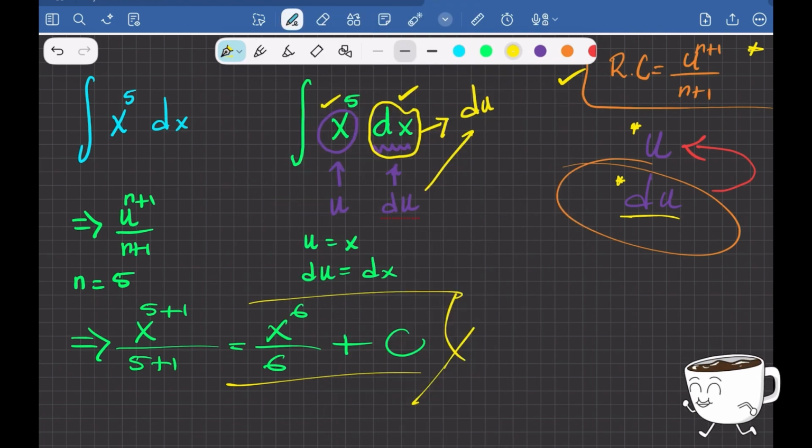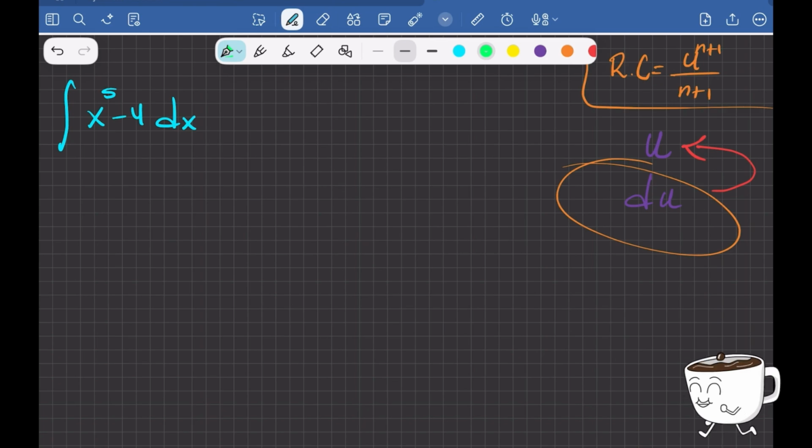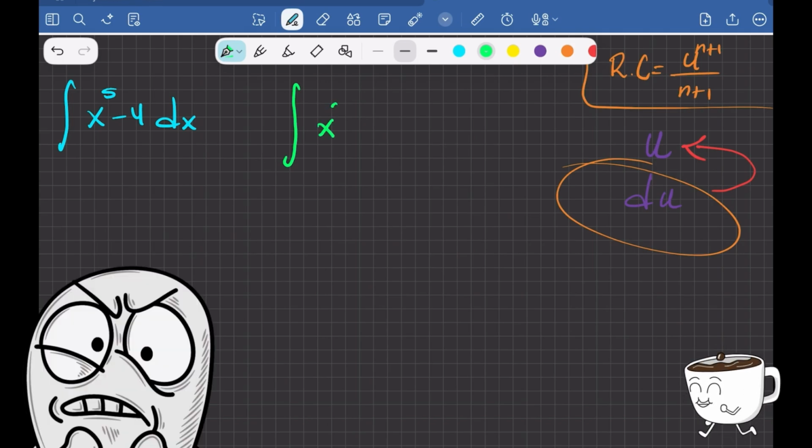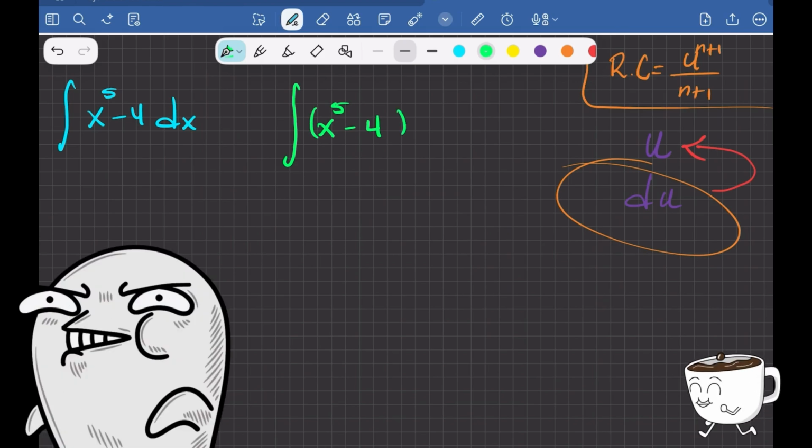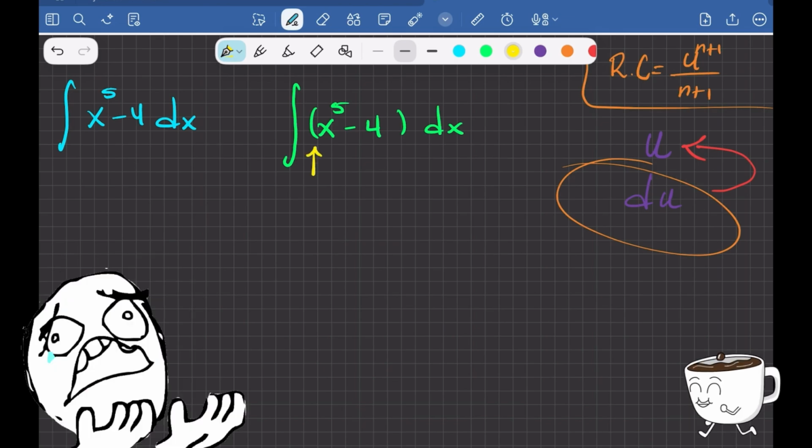Perfect. Now the second exercise we leave pending for you to resolve. We have the integral of x to the 5th minus 4 dx. Let's rewrite it as usual, in order to not affect the main expression. We have x to the 5th minus 4, and all of that is multiplied by dx. It's as if there were parentheses here, which I put to exemplify and clarify that this dx is multiplying both the x to the 5th and the minus 4.